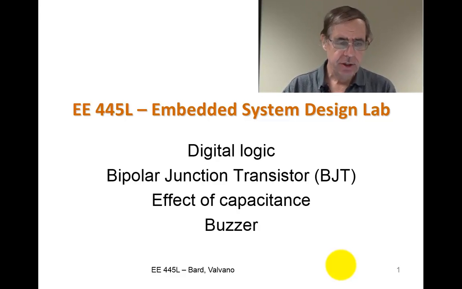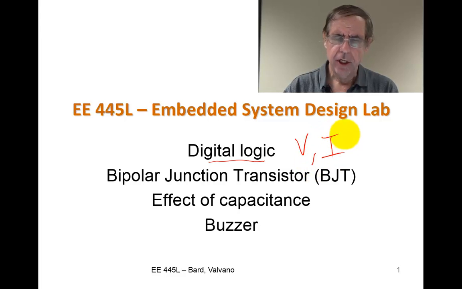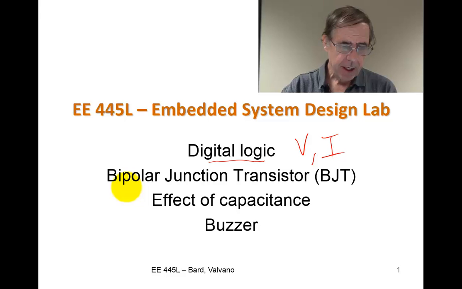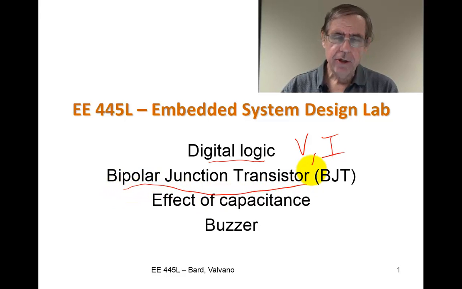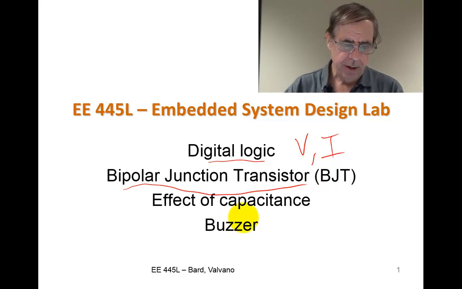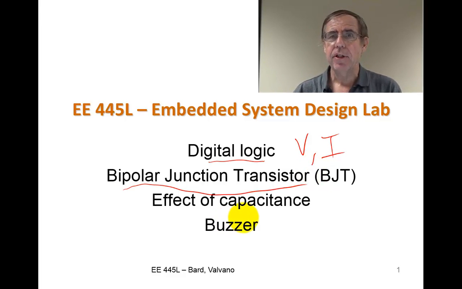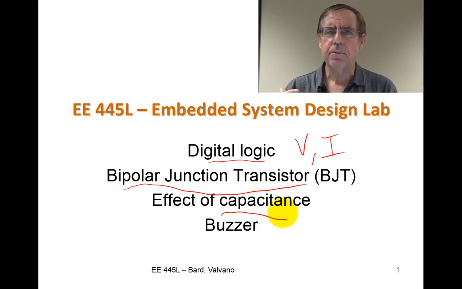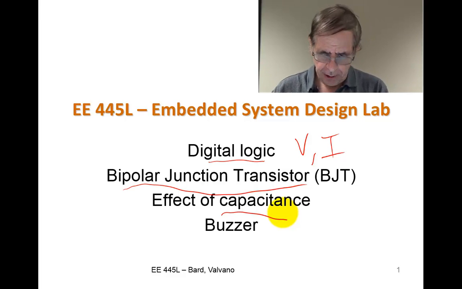In today's lecture, we're going to talk about digital logic, and in particular, we're going to look at voltage and current. And these are important parameters when we think of interfacing. We're going to go further and use a bipolar junction transistor to interface a speaker so that we can make sound. And throughout this whole discussion, this issue of capacitance will be an important parameter, and we're going to watch for it as we go along.